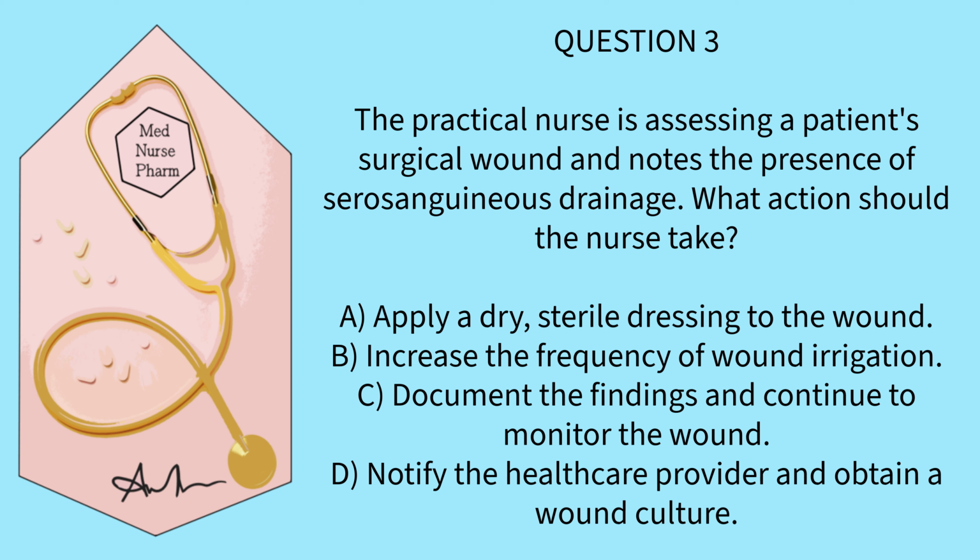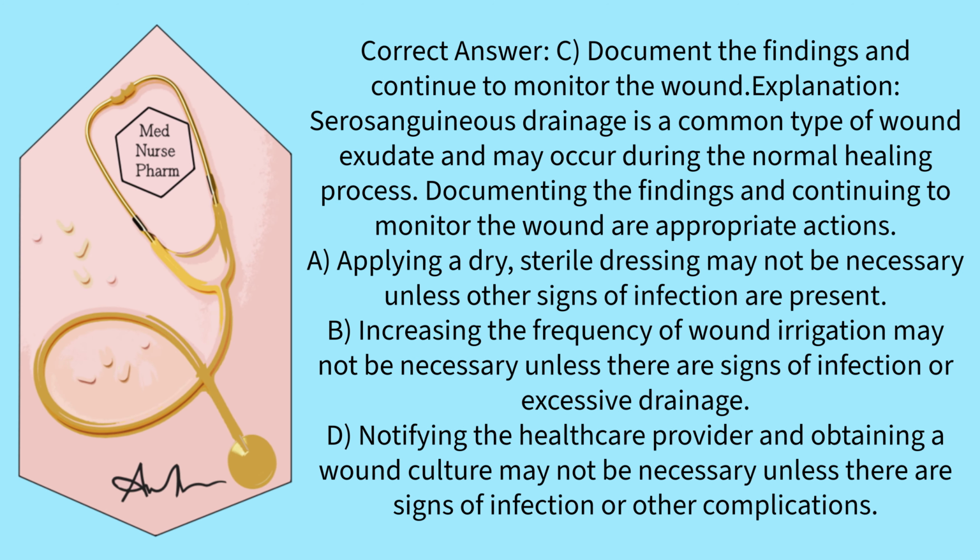Pause the video and select your answer. If you chose option C, you are correct. Document the findings and continue to monitor the wound. Serosanguinous drainage is a common type of wound exudate and may occur during the normal healing process. Documenting the findings and continuing to monitor the wound are appropriate actions.